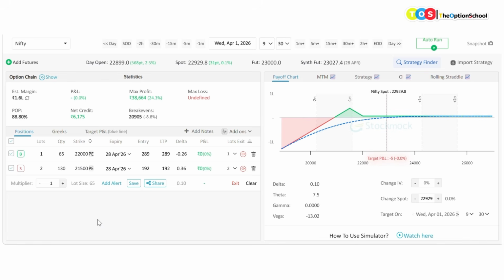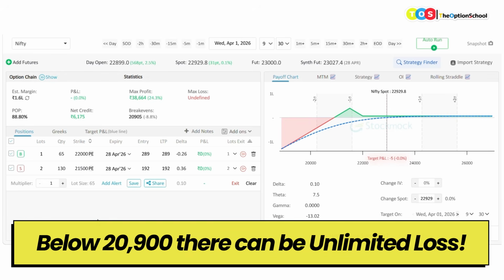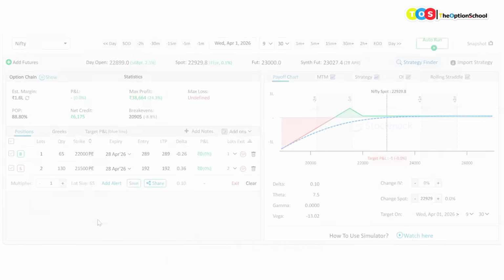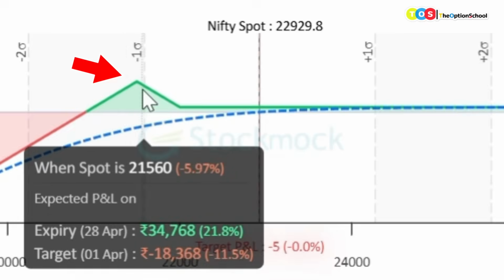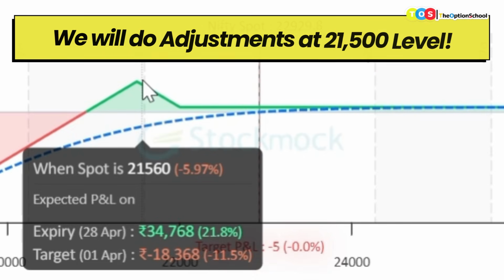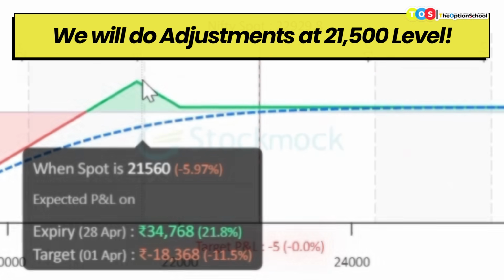So let us now see how this trade pans out. Only thing is that market is at 22,900 and we are safe up to 20,900. In case market starts shifting below 20,900, this can definitely give me unlimited loss. But obviously we will not sit till market touches 20,900. Maybe if market touches this level, this peak of this triangle, which is around 21,500, we will definitely introduce our adjustments in this trade, right?